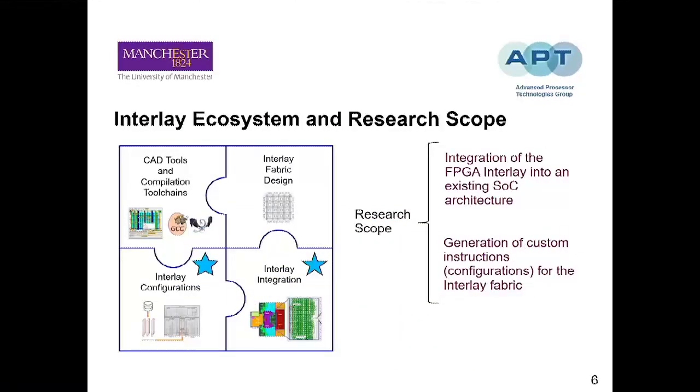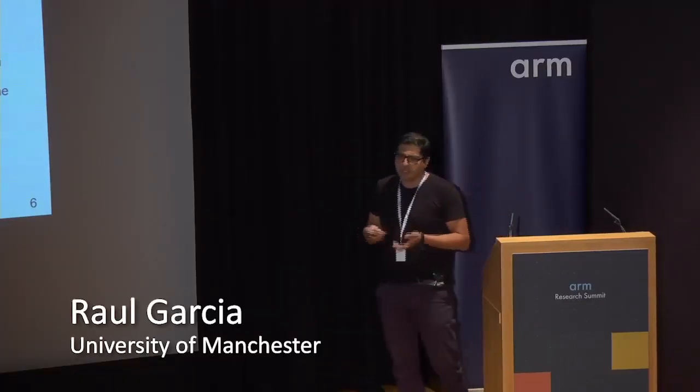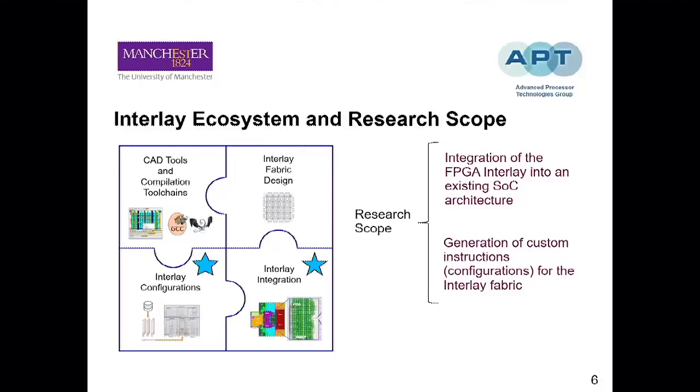So we are looking into this, and we see that in order to have a prototype working, we will need to build a large environment, including, for example, the design of the fabric itself, some custom compilation toolchains, maybe the integration of configurations, which are pretty much the instructions. Also the integration. But in our case, we only focus on how to integrate this fabric and how to generate custom instructions for that interlay.